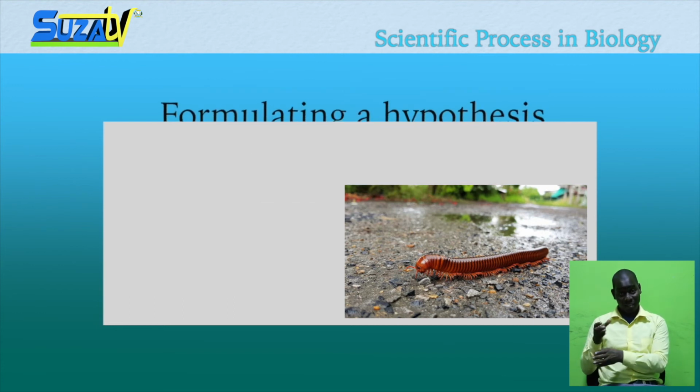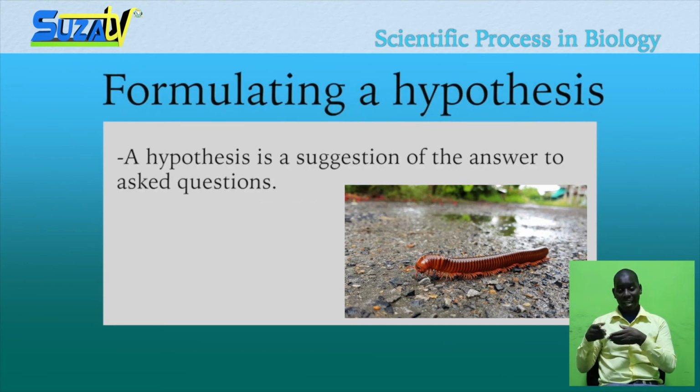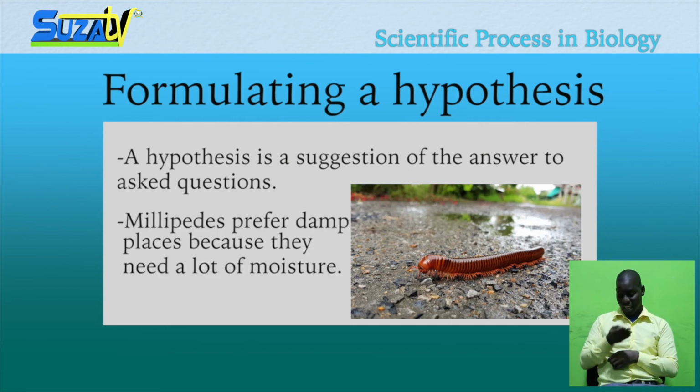Formulating a hypothesis. A hypothesis is a suggested answer to the asked question. So the biologist has to suggest an answer to his or her question. The purpose of a hypothesis is to provide a direction to further scientific investigation. From our question, we can suggest that millipedes prefer damp places because they need a lot of moisture.